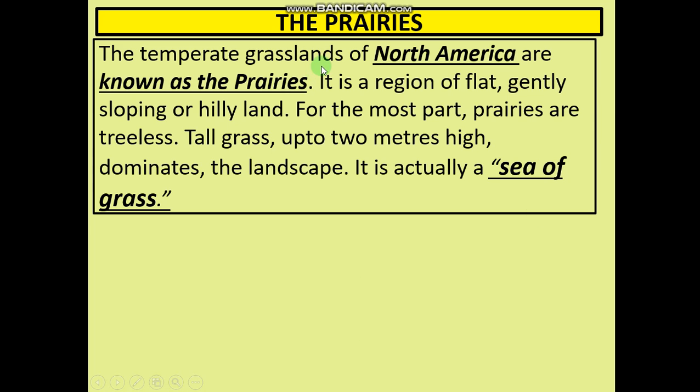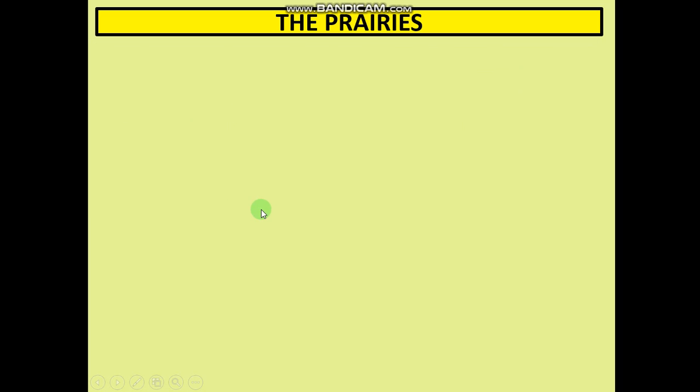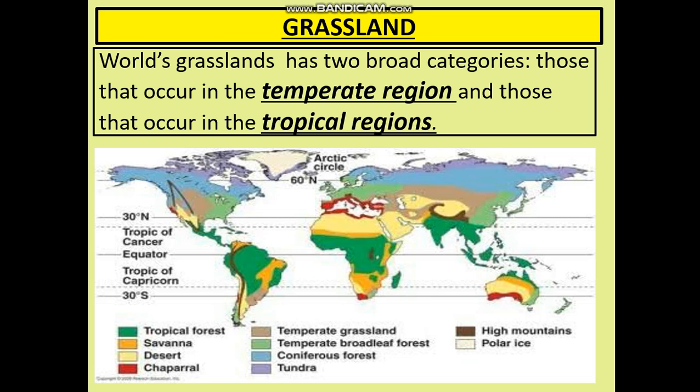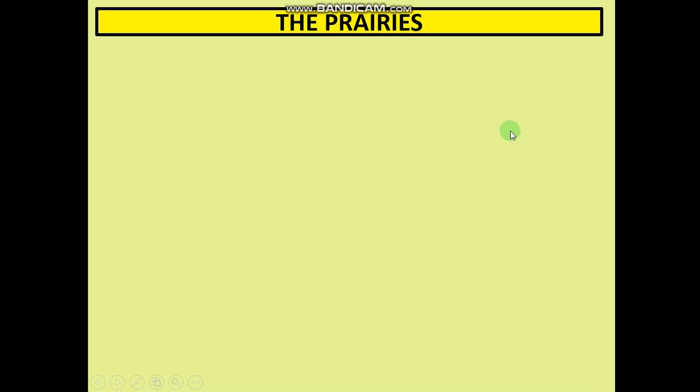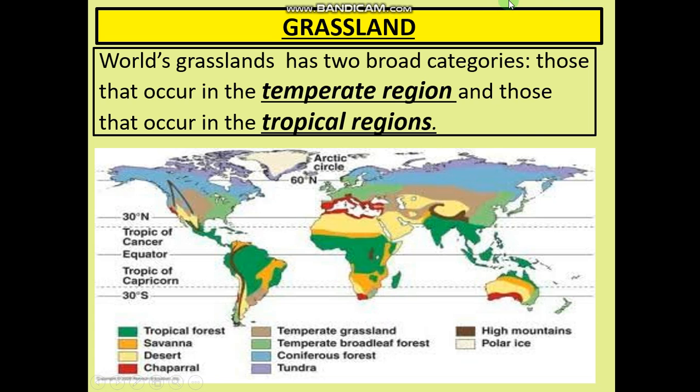Next, let us talk about the prairies. The temperate grassland of North America are known as the prairies. One more thing, let me tell you. This area, I am telling you, is tropical grassland.